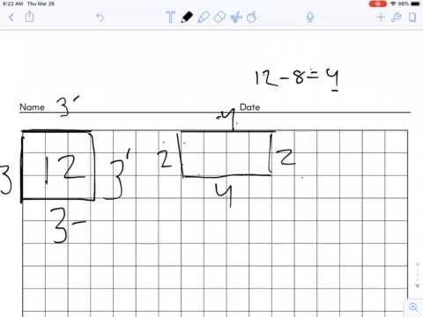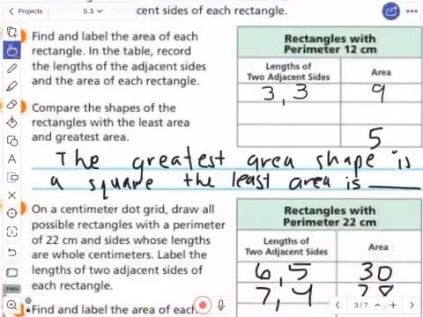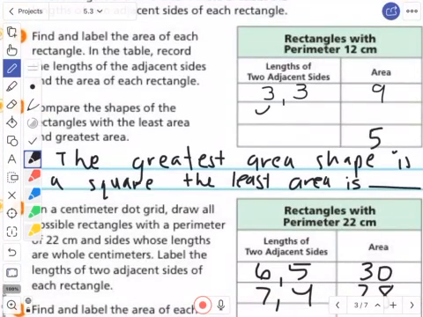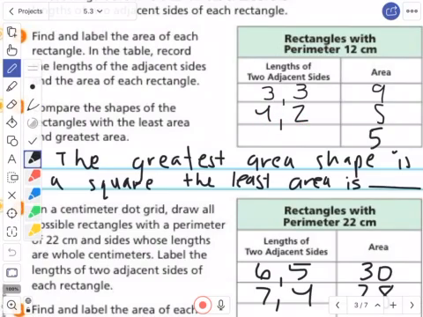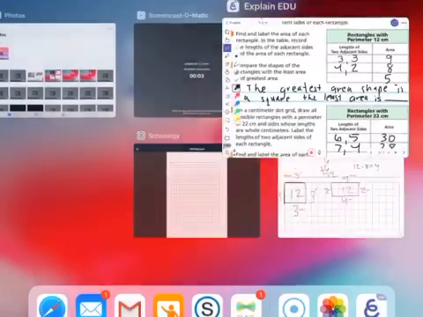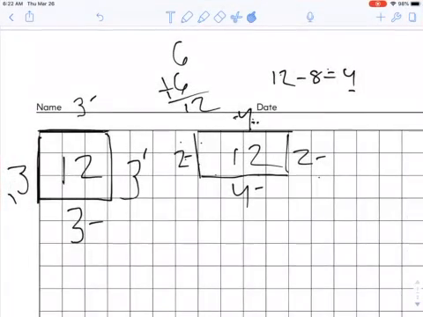Okay, let's just double check the work. 4 plus 2 is 6. 4 plus 2 is 6. 6 plus 6 is 12. Cool, 12. So my top is 4, my length is 4, my width is 2. So going back to this, I have a length of 4, width of 2. And to do area, 4 times 2 is 8. Okay.